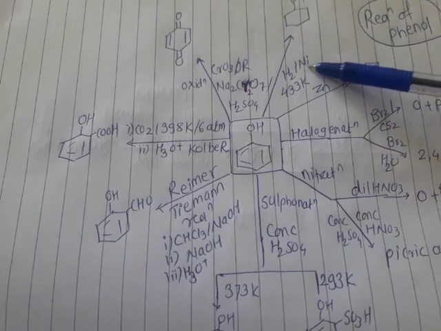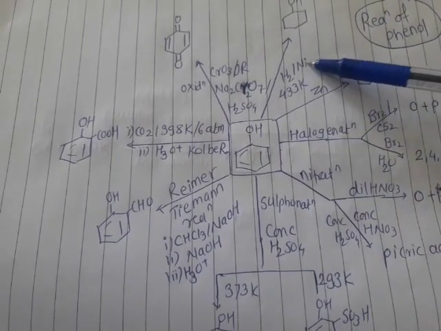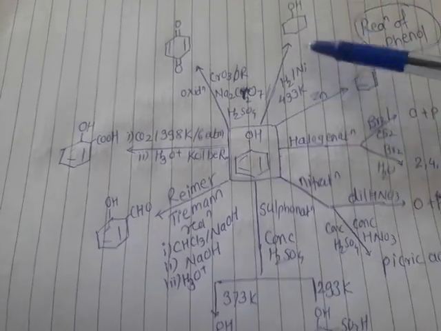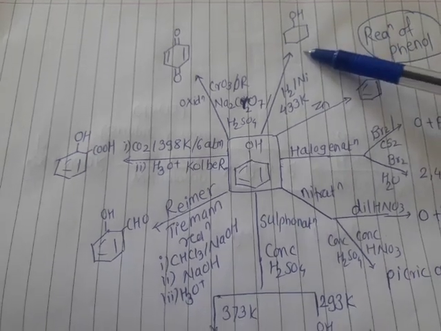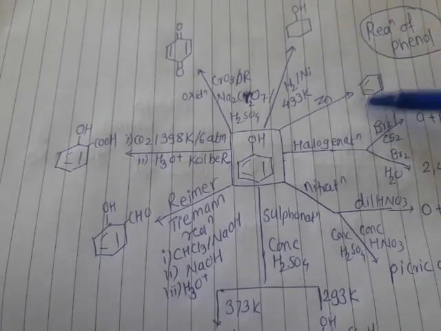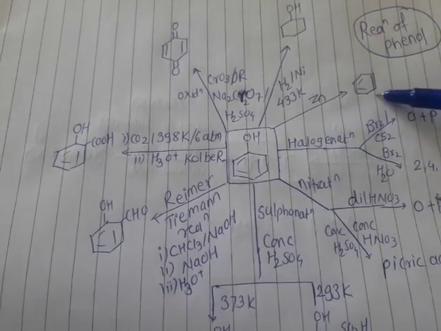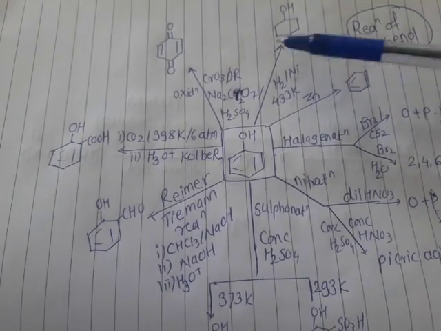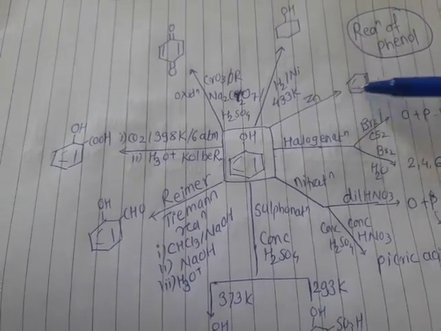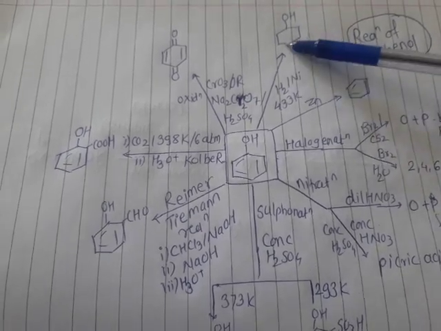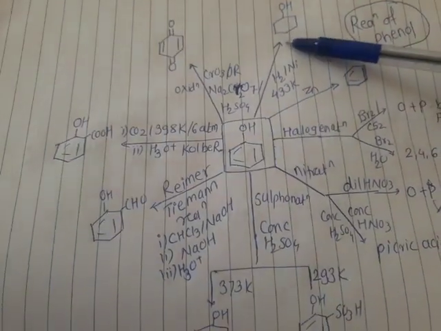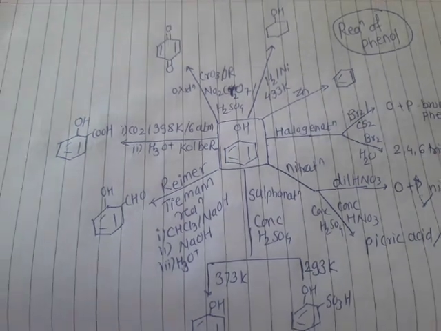Next reaction is reduction by using H2 and nickel at 433 Kelvin, and we get cyclohexanol. Next one, that is zinc. By the action of zinc, we get benzene as product. Both are reduction reactions. Here removal of oxygen, here addition of hydrogen. That's all the reactions of phenol.